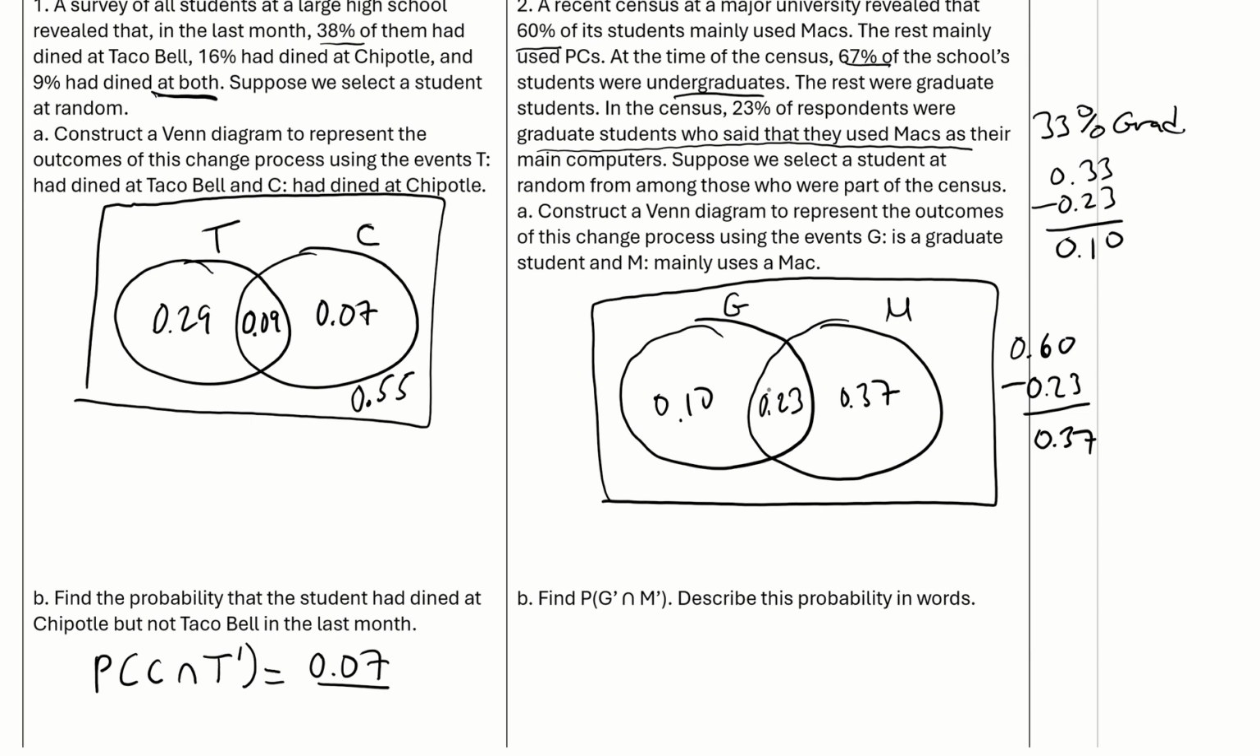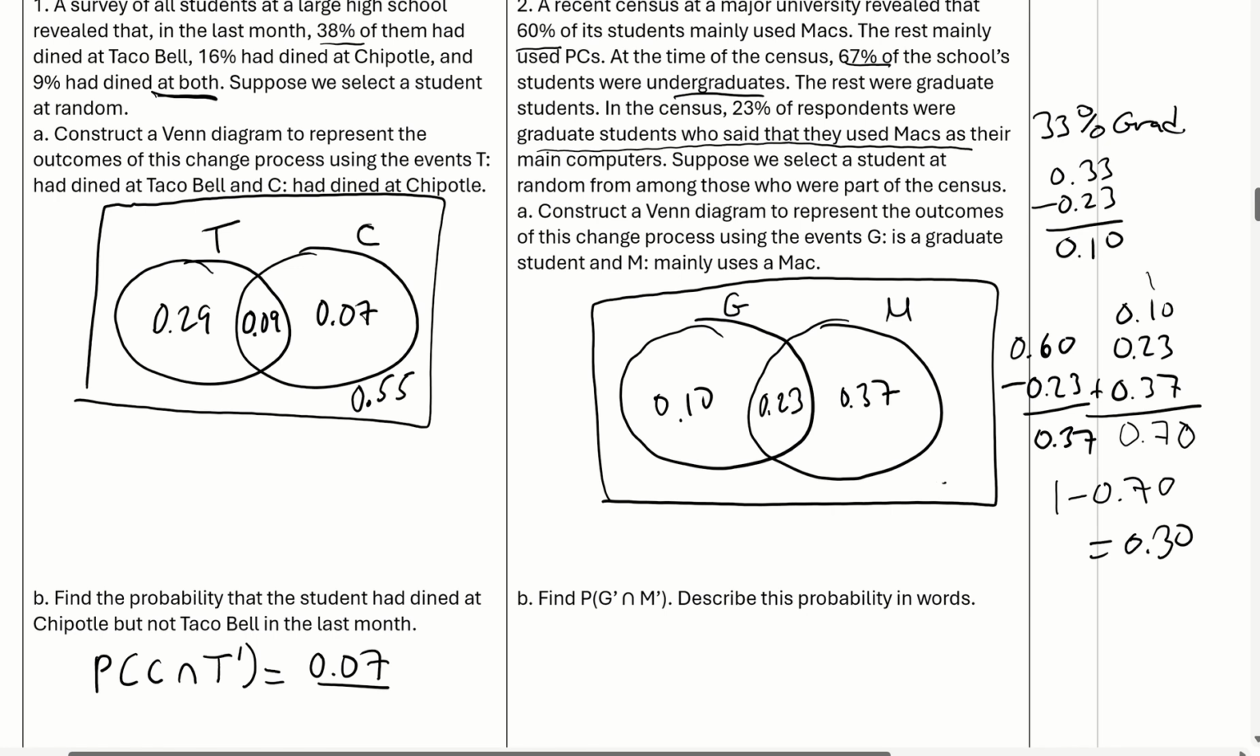So now we got 0.10 plus 0.23 plus 0.37, so that's 70%. Okay, so that means 1 minus 70% is 30%. So this is 0.30 on the outside. Okay, so that's my Venn diagram.